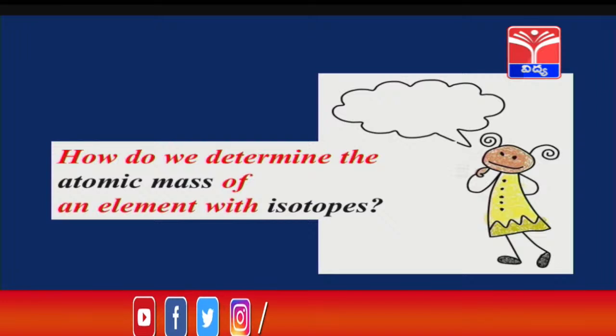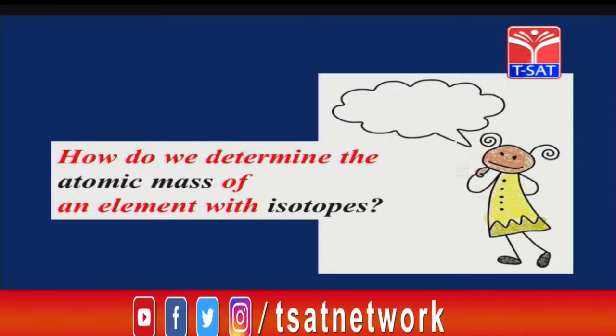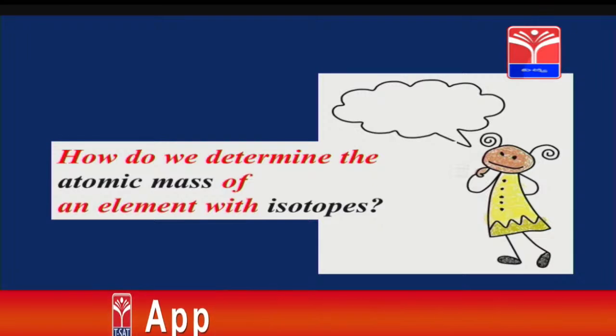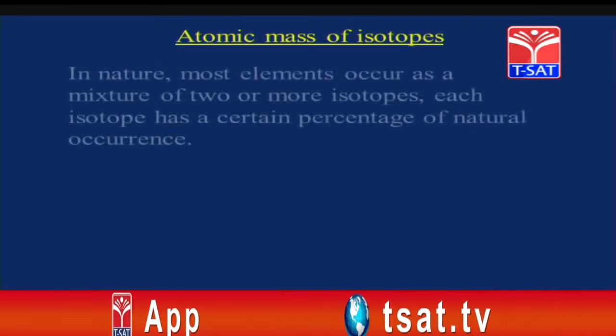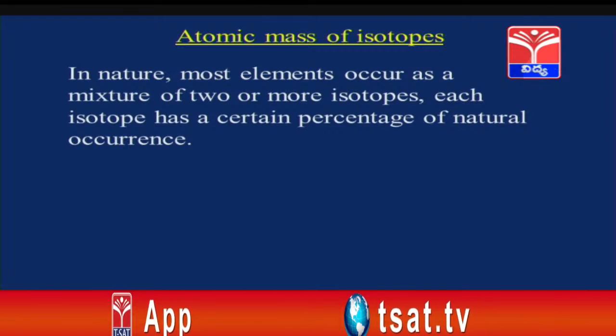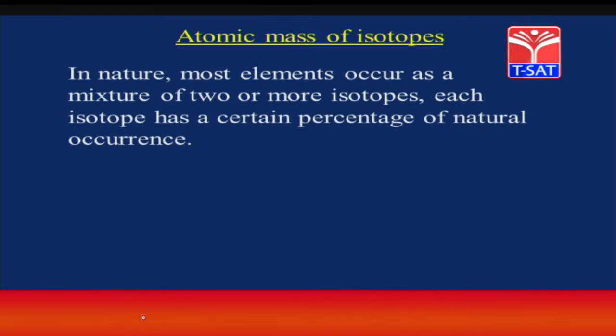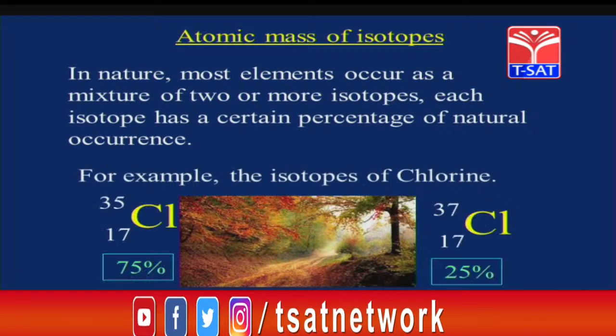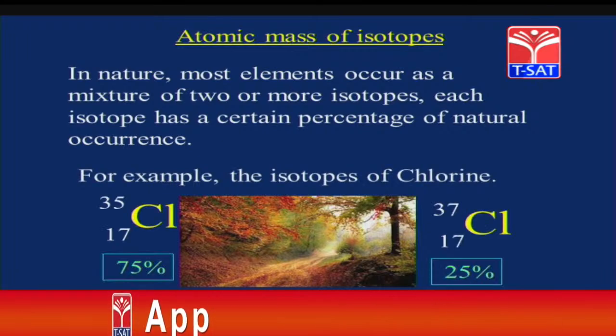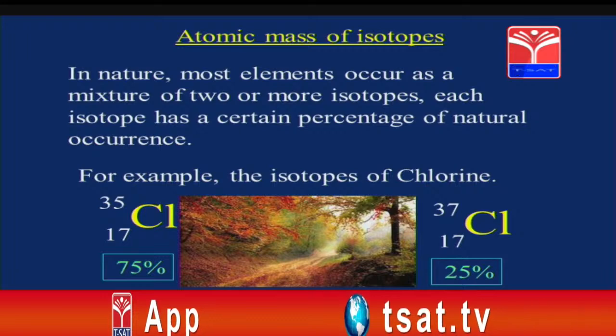How do we determine the atomic mass of an element with isotopes? Isotopes have different mass numbers. Atomic mass of isotopes: in nature, most elements occur as a mixture of 2 or more isotopes. Each isotope has a certain percentage of natural occurrence. For example, chlorine-35 has 75% abundance and chlorine-37 has 25% natural abundance.